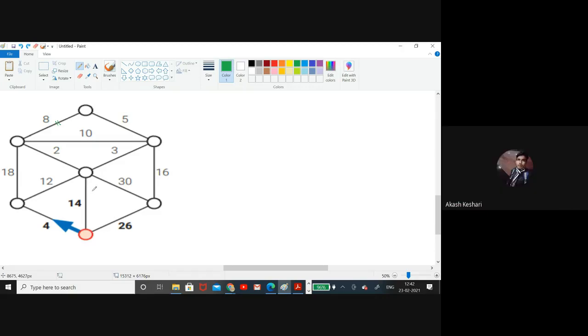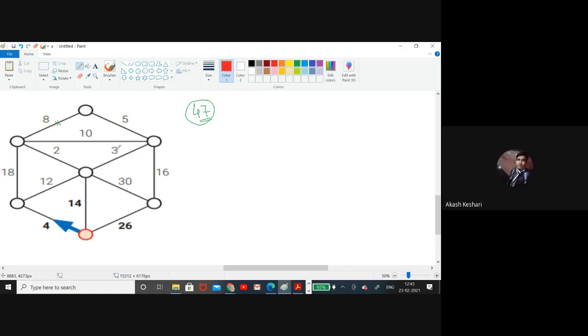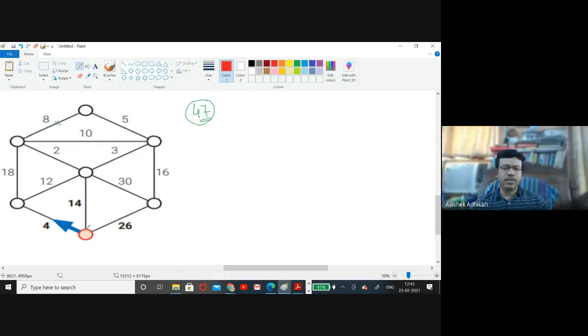Sir, the cost of my tree is 47. Okay, so the cost of your tree is 47. Now, whether I can have an even lesser cost travel? Anybody else who tried? So Akash gave a cost of 47. So what is your route? Can you please give us such a route? You start from where? Sir, I start from the bottom. From here. Okay. Yes, sir.